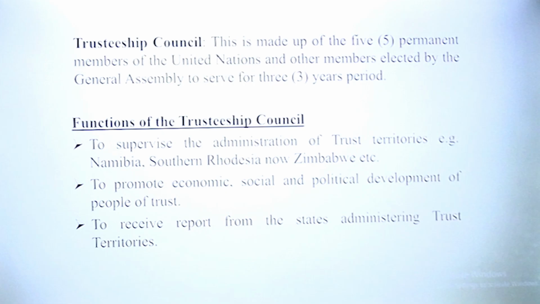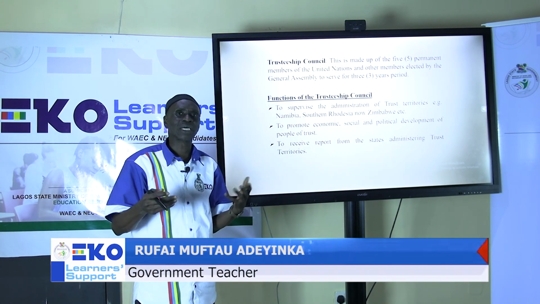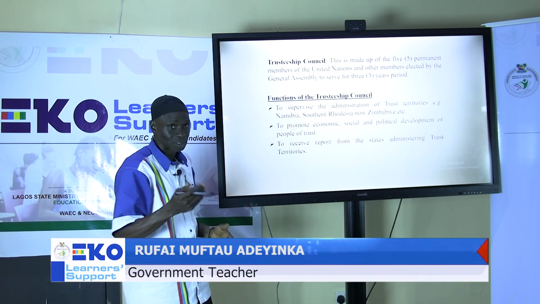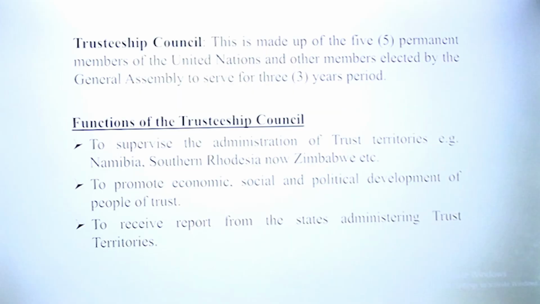So the functions, like I mentioned, to supervise the administration of the trust territories, Namibia, Southern Rhodesia, now Zimbabwe, a good example. To promote economic, social, and political development of people of trust territories. Those areas or territories, they were to promote them to develop economically, socially, and politically until they gave them independence. Finally, to receive reports from the states that are administering the trust territories.